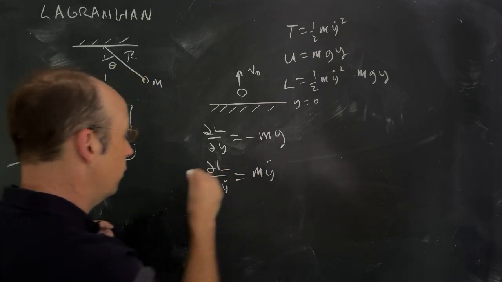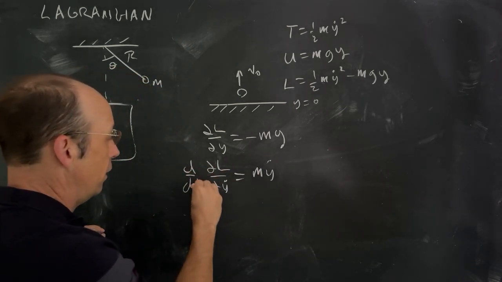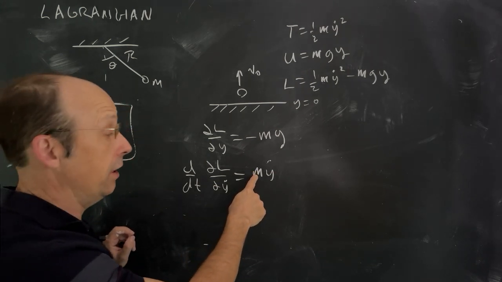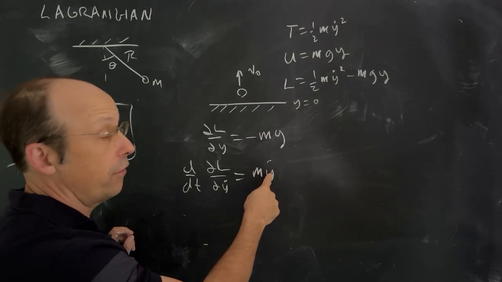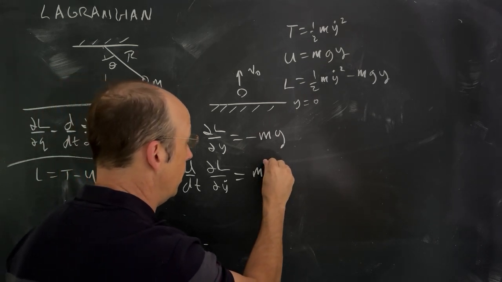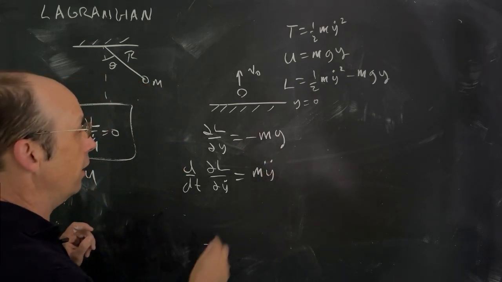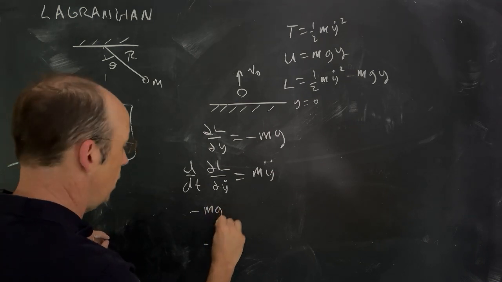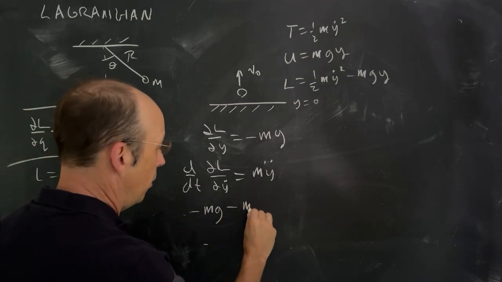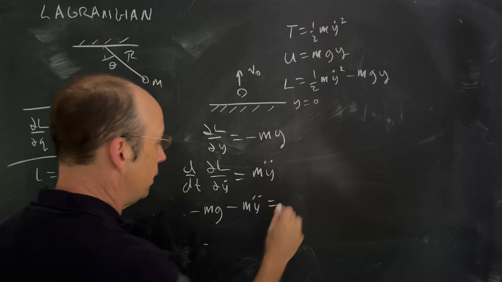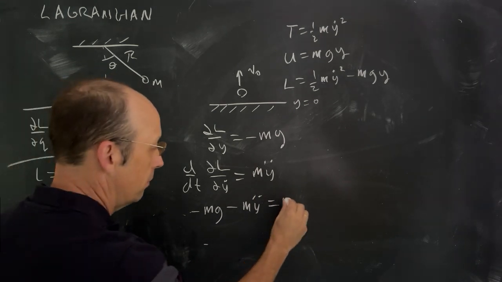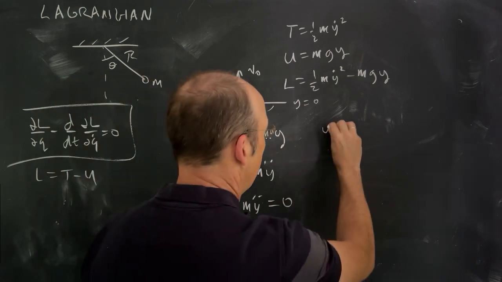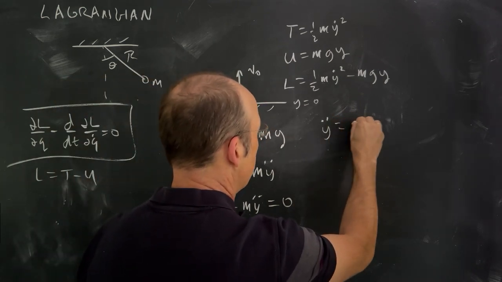Now, through the power of chalk, I'm going to take the time derivative of that. In this case, mass is constant, so I don't need to take the time derivative of it, and the derivative of y dot is just going to be y double dot. Now I can put this all together. So I have negative mg minus m y double dot equals 0. Well, I can add that to both sides, divide by the mass, and I get y double dot is negative g.